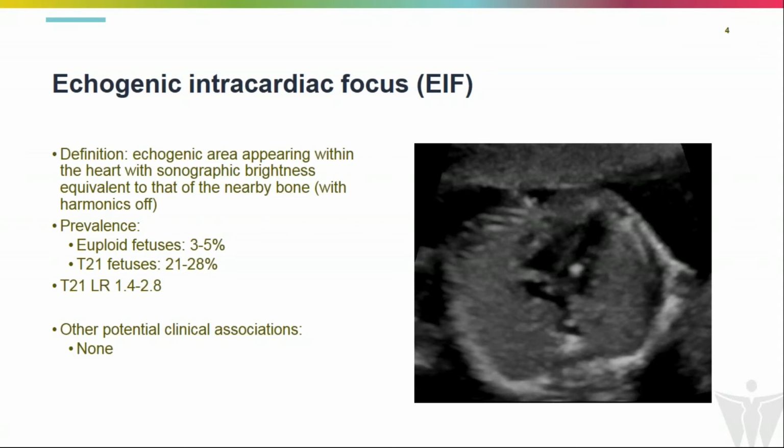You can see this in about 3 to 5% of all euploid fetuses and up to 21 to 28% of Downs fetuses. This carries with it a relatively modest likelihood ratio of 1.4 to 2.8. Fortunately, beyond the association with Down syndrome, an echogenic intracardiac focus has no other clinical implications, and really beyond that has no effect upon cardiac function.